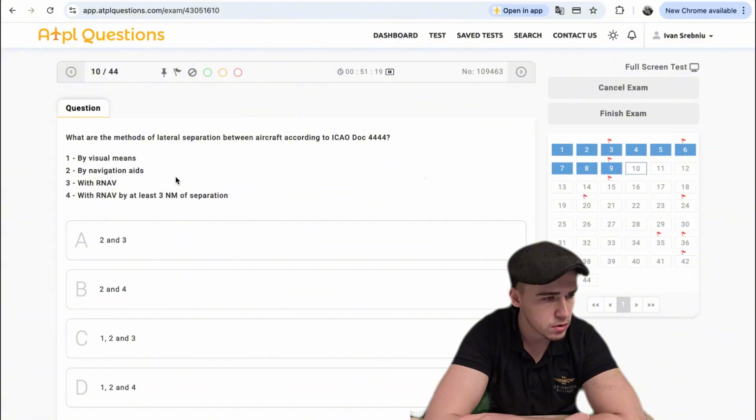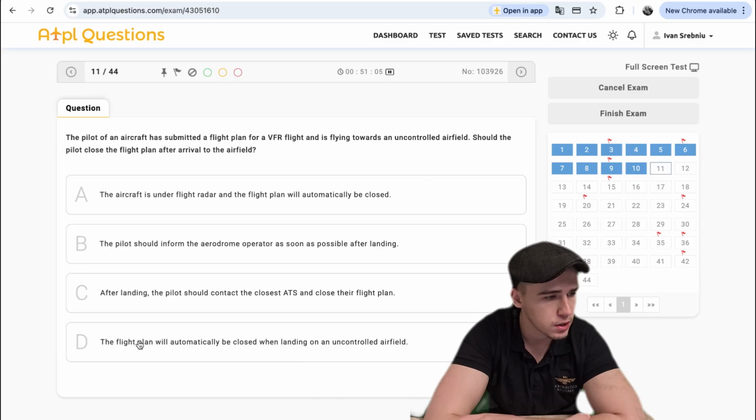What are the methods of lateral separation between aircraft according to ICAO Doc 4444? 1 to 3: by visual means, by navigation aids, and with RNAV. It's just to remember. The pilot of an aircraft has submitted a flight plan for a VFR flight and is flying towards an uncontrolled airfield. Should the pilot close the flight plan after arrival at the airfield? After landing, the pilot should contact the closest ATC and close the flight plan. Air traffic service.